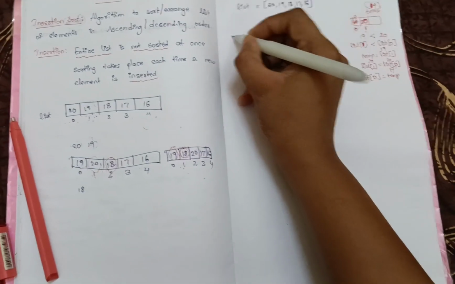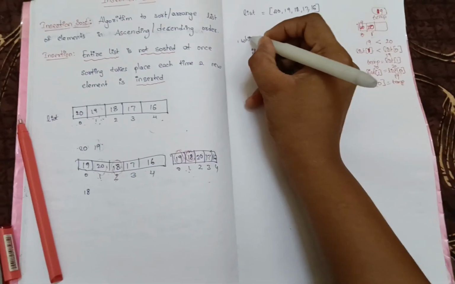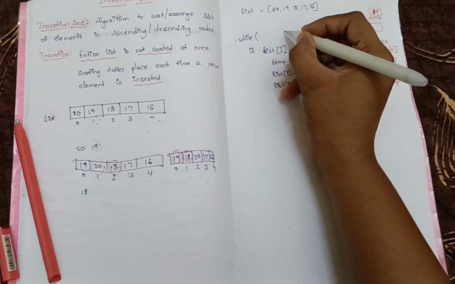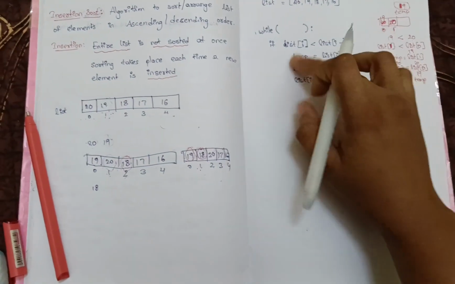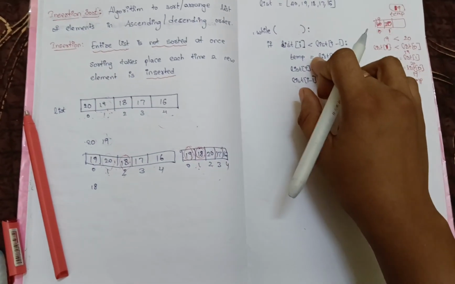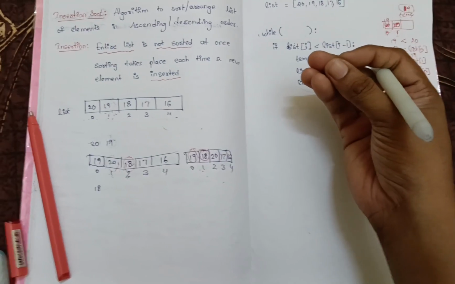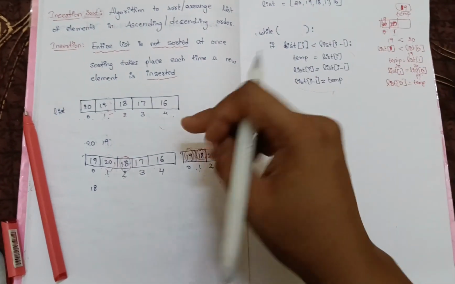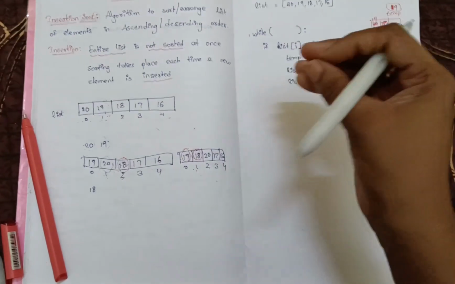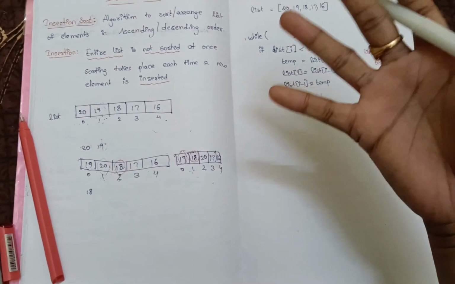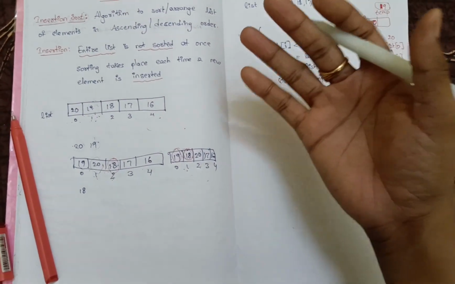Now I would like to consider a while loop. Okay, while, then we have to write the condition here. How long we have to repeat this logic? We have to repeat this logic until the I value is greater than 0.